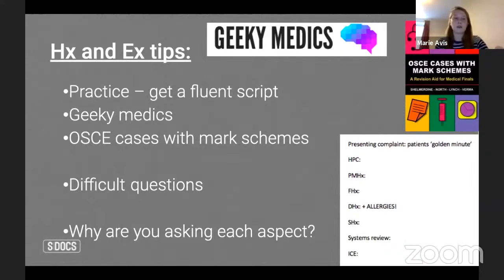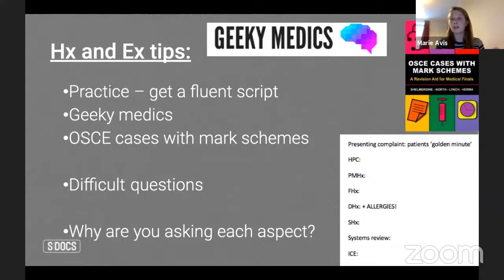I wanted to touch on some difficult questions. I know I found it really difficult asking patients, do you smoke? Do you drink? Do you take recreational drugs? Asking them questions about their sexual health. I found them really awkward to ask. And when you feel awkward, your patient feels awkward. So one of the best things I can say, like with histories and examinations, is just to practice.